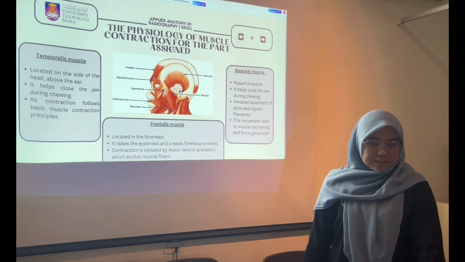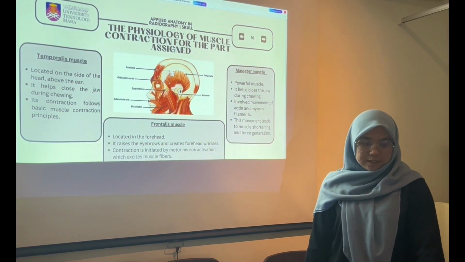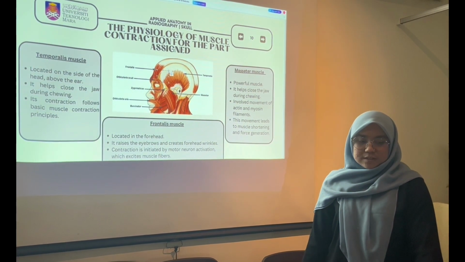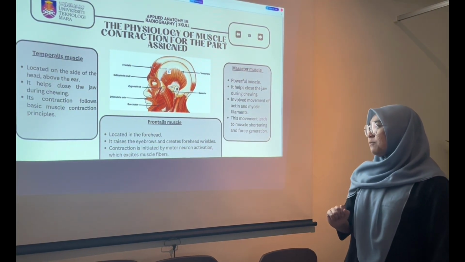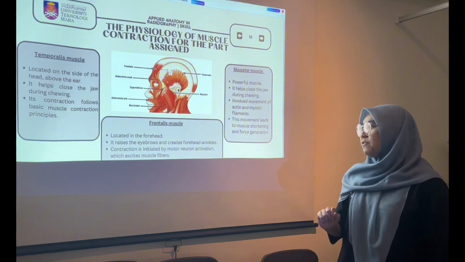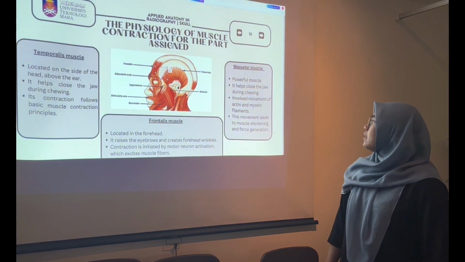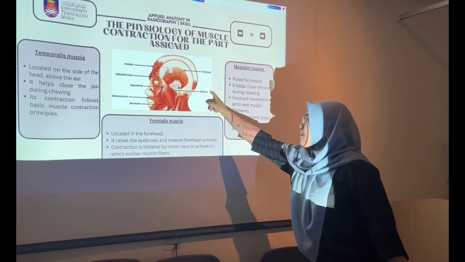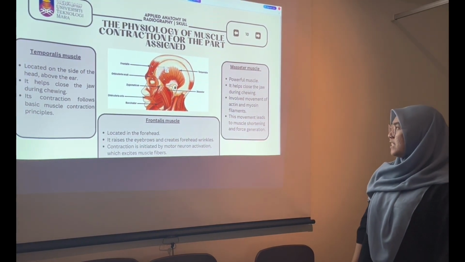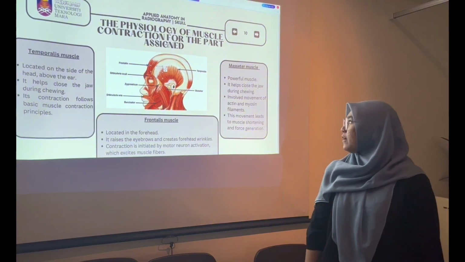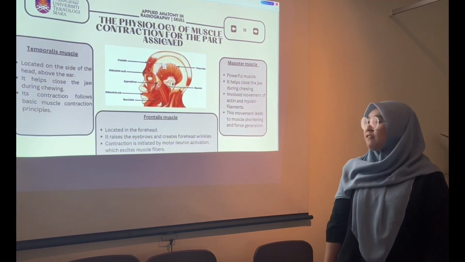Second is the frontalis muscle, located in the forehead. It raises the eyebrow and creates forehead wrinkles, and contraction is initiated by motor neuron activation of the muscle fiber. Next is the masseter muscle, a powerful muscle that helps close the jaw during chewing. It involves movement of actin and myosin filaments. Movement leads to muscle shortening and force generation.